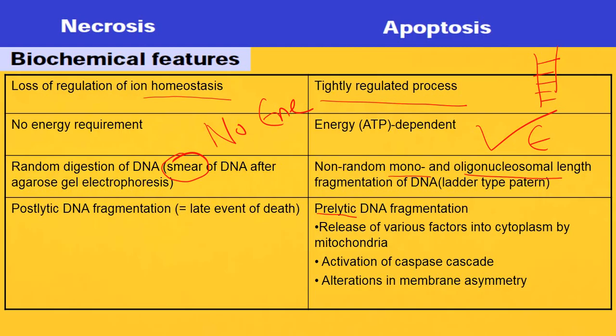In apoptosis, there is release of various factors into the cytoplasm by mitochondria. I will draw it: from the mitochondria, the contents are released into the cytosol. There is activation of caspase, which we saw in the previous video, and alterations in membrane asymmetry. So these were some of the biochemical features of necrosis and apoptosis.